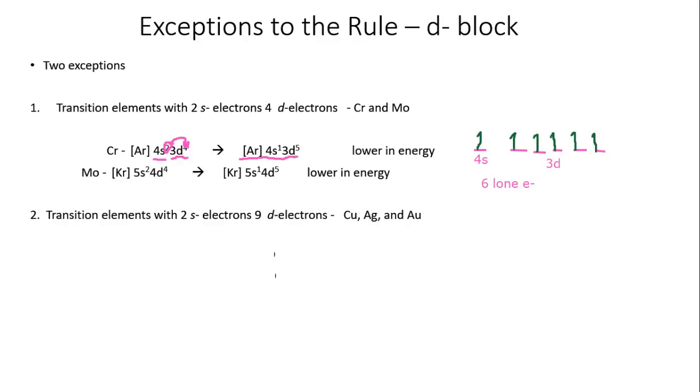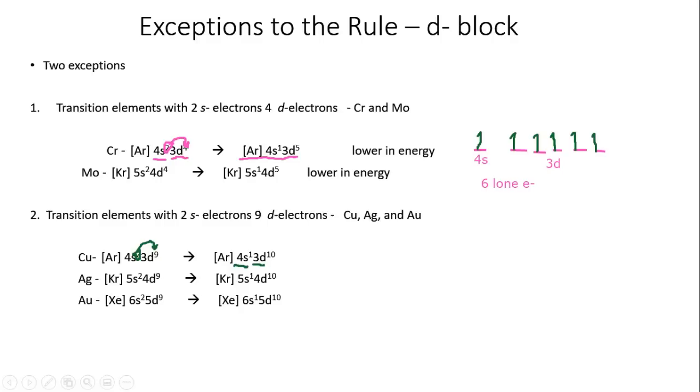Now we get to copper, silver, and gold. So these are the ones with s2 and d9 electrons when adhering to the normal Aufbau convention. However, it's lower in energy to take an electron from a completely filled s orbital and transfer it to a d orbital to make it completely filled. So a half-filled s and a completely filled d orbital is lower in energy than a completely filled s and a partially filled d. So for copper, it's argon 4s1, 3d10. The same goes for silver and gold.